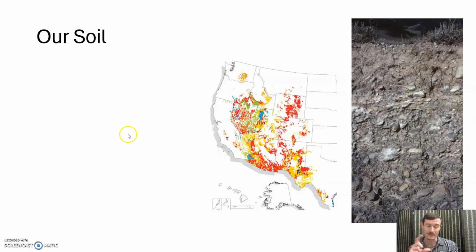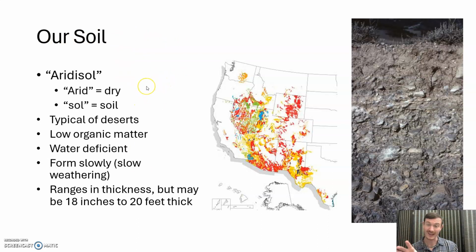Awesome. Finally, we can apply this to our soils here in Arizona, right? So we have these things that are called aridosols, right? So arid means dry, right? Like a dry desert. And sol just means soil. So literally just dry soil. This is going to be typical of deserts really throughout the world, although this is kind of a US term, right? We can see our distribution.